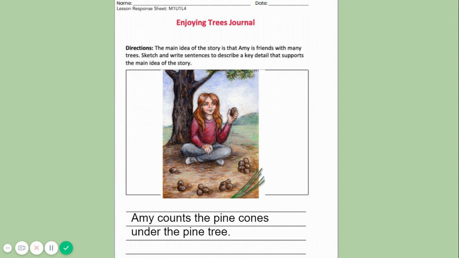Now it's your turn to think about the picture, think about your sentence, and go ahead and draw that picture that matches your sentence that shows how Amy is being friends with the trees. You can pause the video and use this picture if you want, or you can go back in the book and look at it. Don't forget to label that picture.